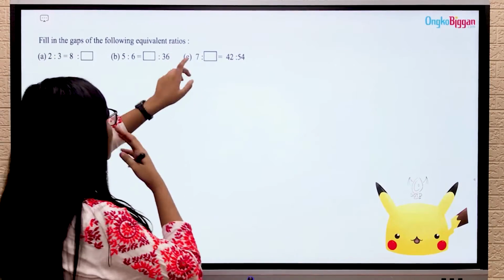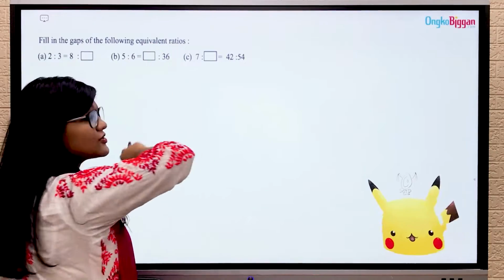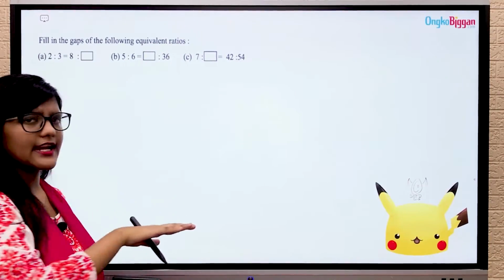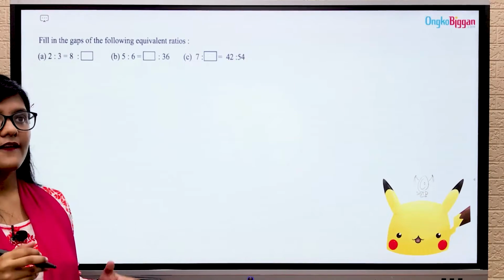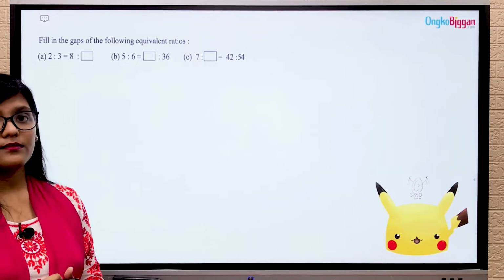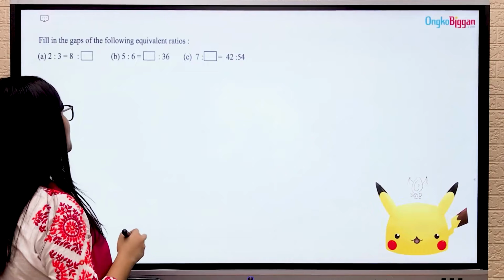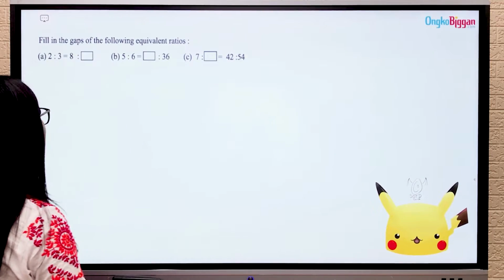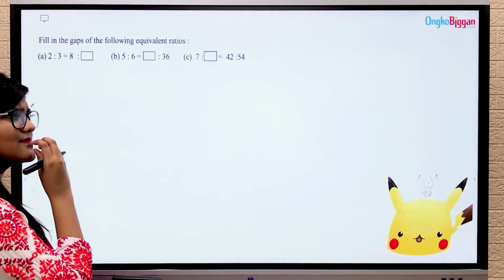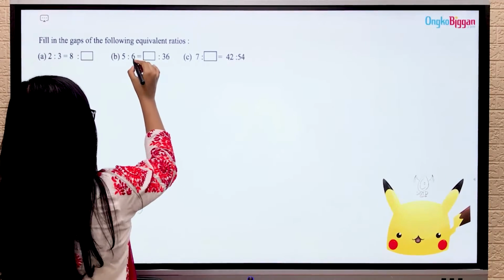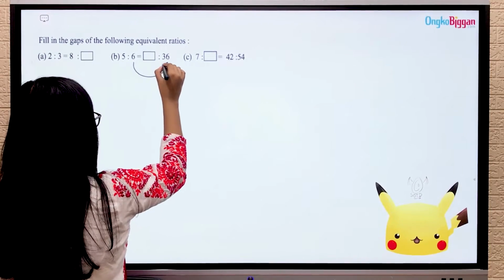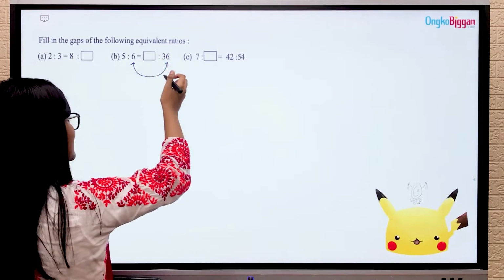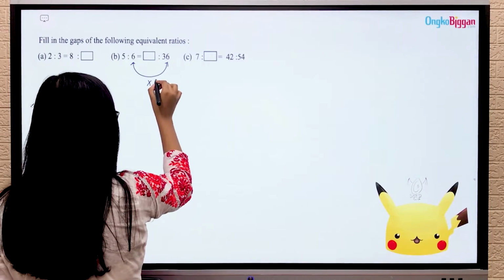Similarly, all these things can be done without any calculation. I have shown the calculation for when the math comes for 4 marks, then you will do it like so. But if it comes as a normal MCQ, you can do it simply. Here you can see there is 36, 6 is 36, 36 is 6 times 6, that means there is a multiplication of 6.